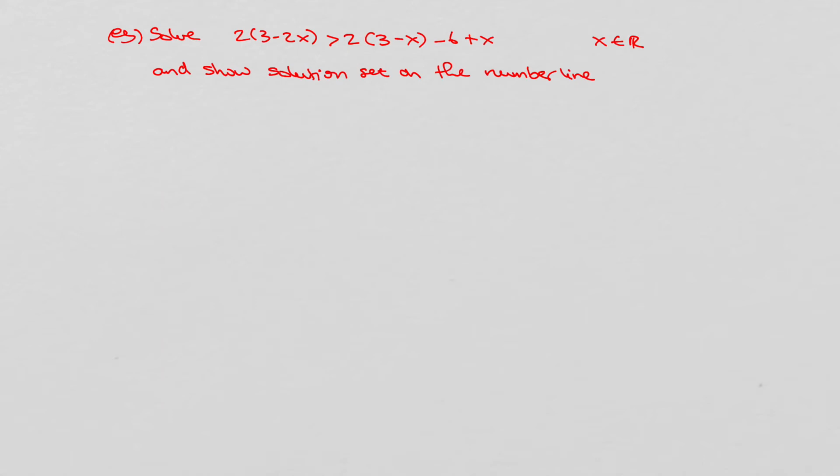So here we're asked to solve 2 times (3 minus 2x) is greater than 2 times (3 minus x) minus 6 plus x. What we have to note here is that x is an element of the real numbers. So this is going to tell us that, on the number line, we're going to use a solid line.